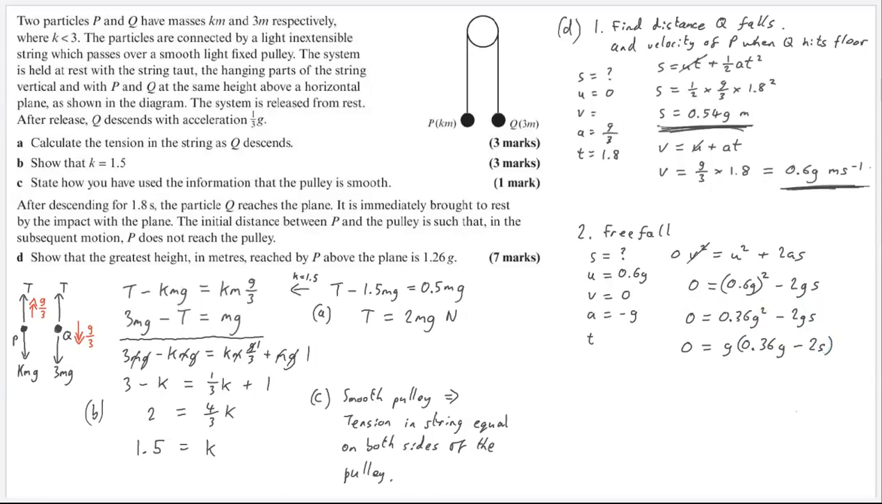We've got a zero product here, so either G is 0, but it isn't, obviously, because G is 9.8, or this bracket here is 0. It's equivalent to just dividing by G. Rearrange that, so 2S equals 0.36 G, so S equals 0.18 G, and that's also in meters.